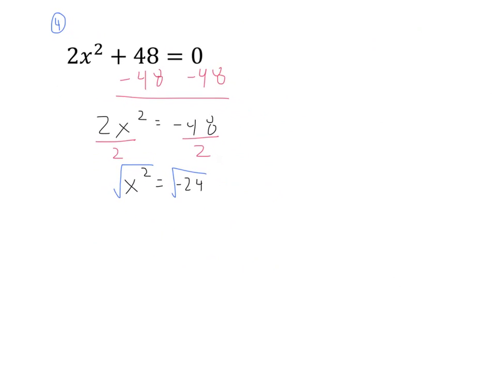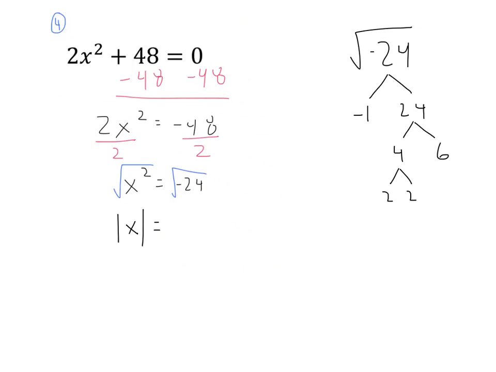Let's get some more room. Alright, so the square root of x squared, that is the absolute value of x. Alright, the square root of negative 24, that's not a perfect square, so let's work that out over to the side. Square root of negative 24, let's factorize this. So, negative 24 is the same thing as negative 1 times positive 24. 24 is 4 times 6. 4 is 2 times 2. 6 is 2 times 3. So the square root of negative 24 is the square root of negative 1 times the square root of 2 times the square root of 2 times the square root of 2 times the square root of 3.